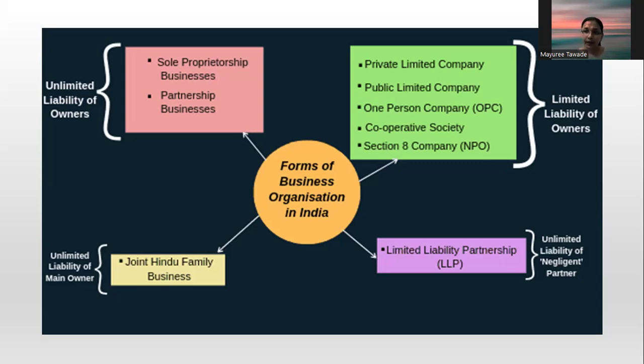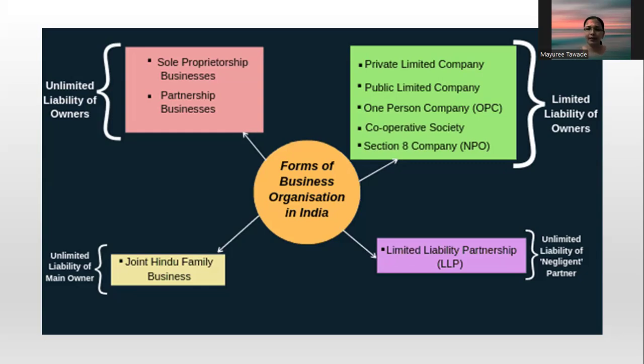Cooperative societies, in Marathi we say Patha Samsthas, are none other than societies which operate under the Cooperative Society Act. The rules and regulations, members, and chairperson are all as per the norms mentioned by the Cooperative Society Act. Then Section 8 company, NPO, is again formed under the Companies Act. It is a non-profit organization. The name itself says everything. The companies not formed merely for profit purposes are called non-profit organizations.